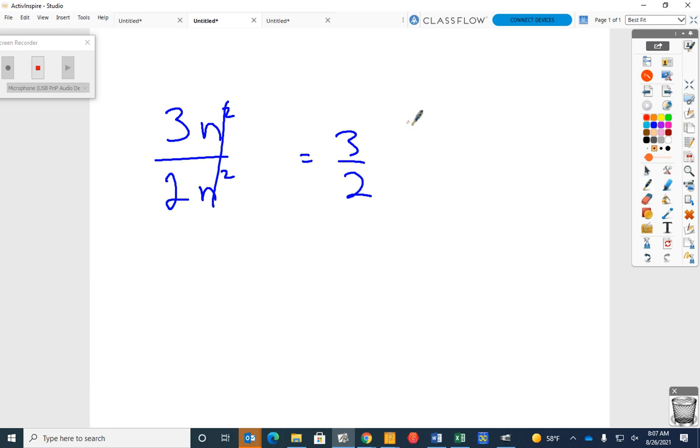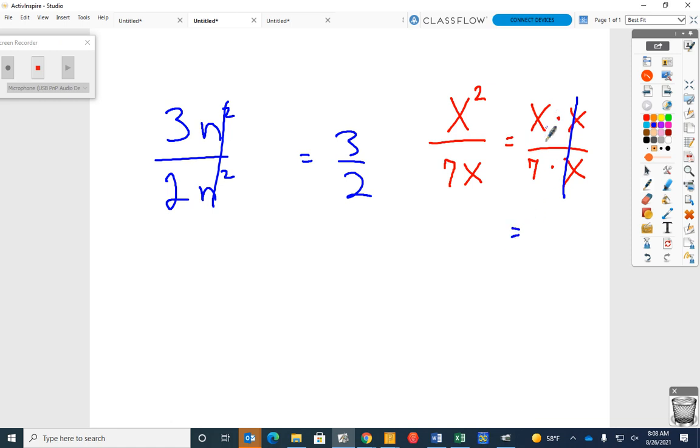Okay, now, what if I have something like this? Let's say I've got x to the 2nd divided by 7x. Okay? If I was to write this out, what does x to the 2nd mean? X times x. That's what that means, right? And down here, what do I have? I have a 7. What does 7x mean? 7 times x. Remember, anything over itself cancels out. So does anything cancel out here? What's left? X over 7. Does that make sense? That's pretty easy, isn't it?